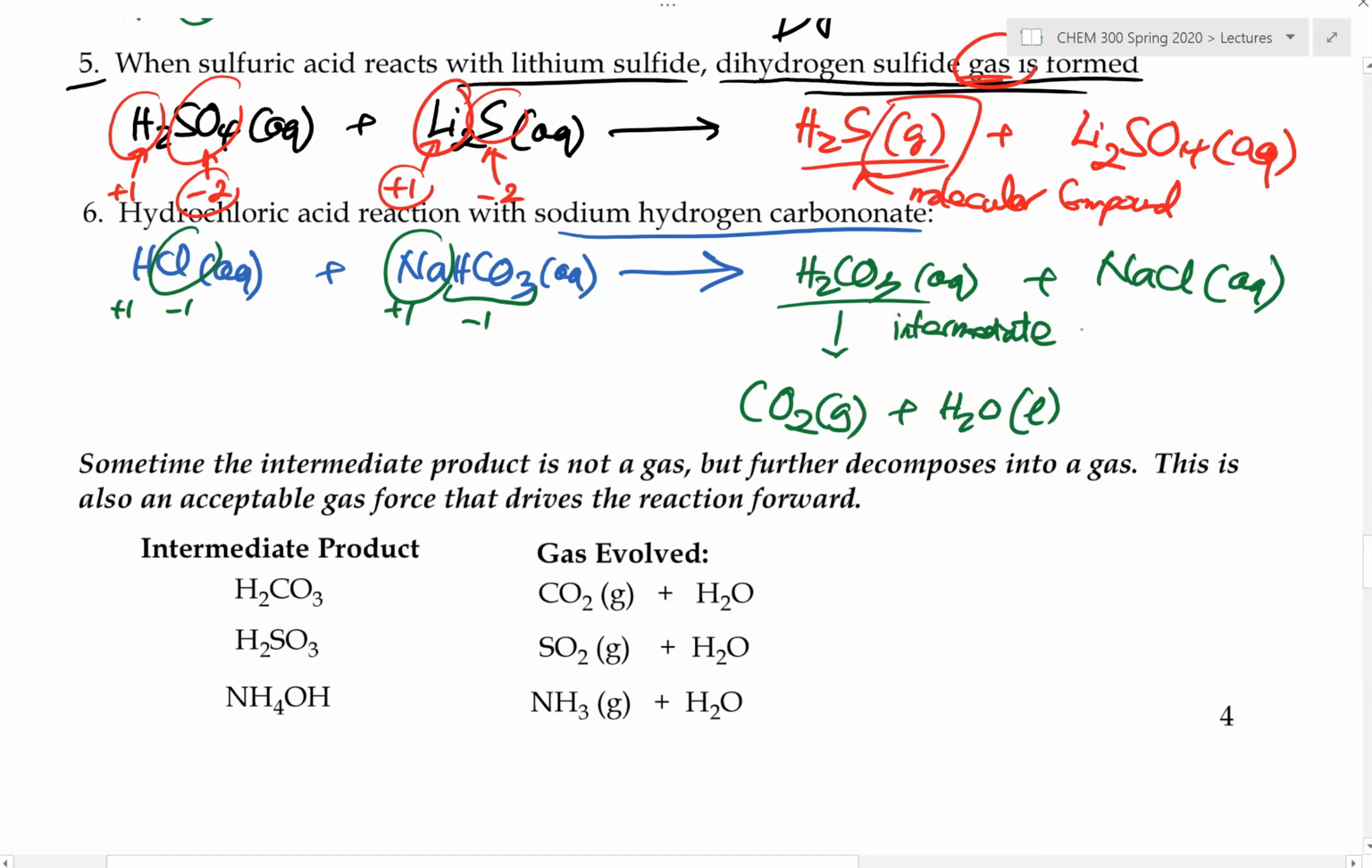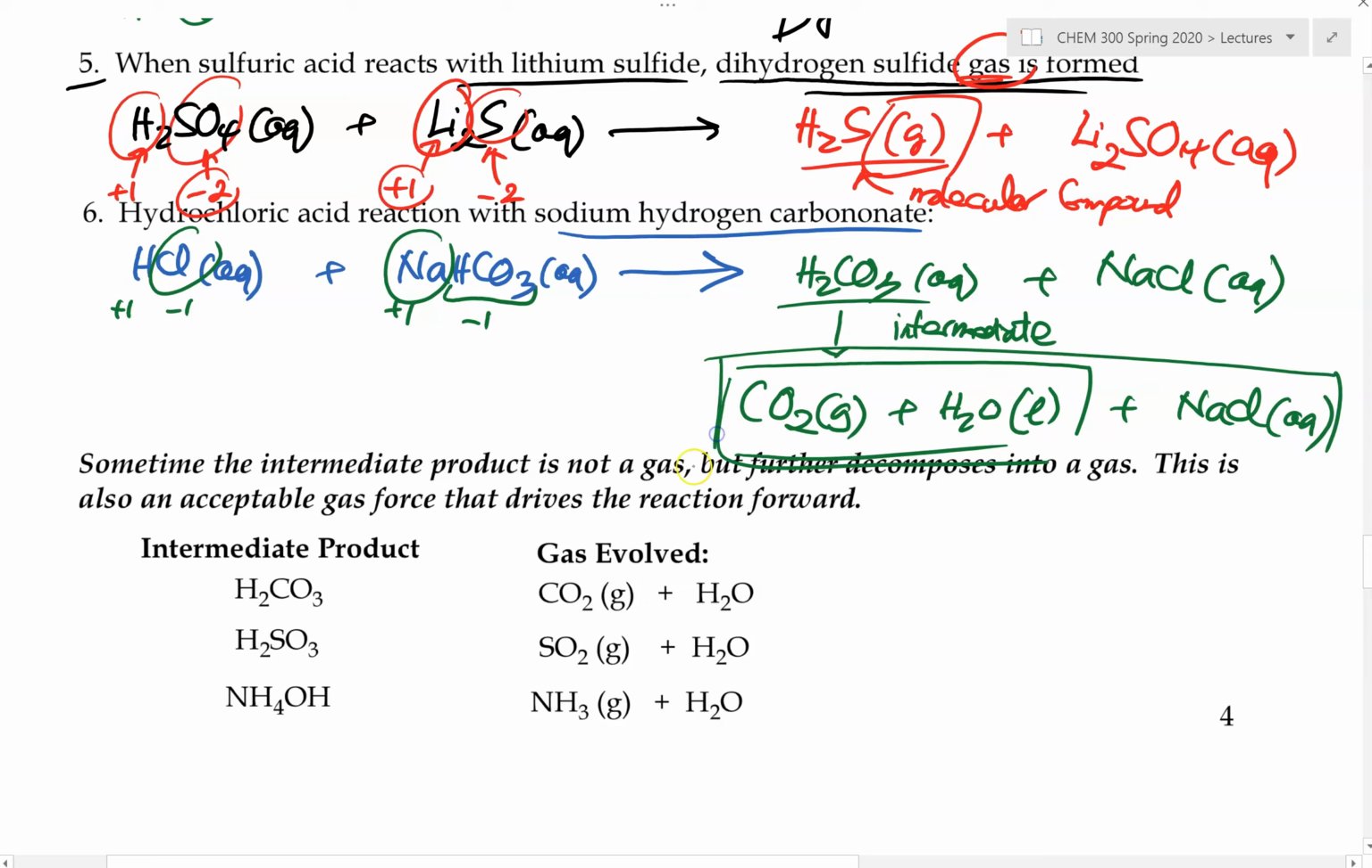It gets produced, but it does not last very long. It will further decompose to form the gases. So in the end, this is what it would become. So rather than writing aqueous carbonic acid, we're not going to write that, because in the end it becomes CO2 and water. So the product that we need to write would then be CO2 and water. And the other product here would then be NaCl aqueous. So this would then be the final product of this reaction.